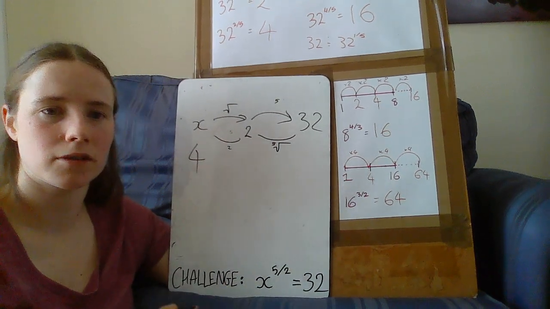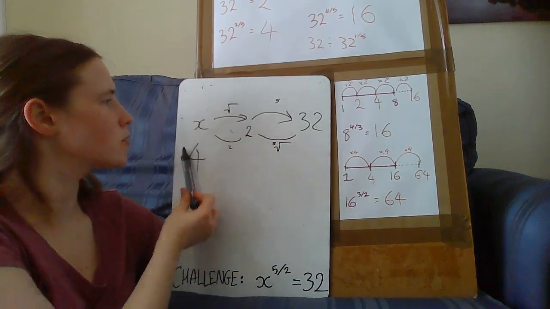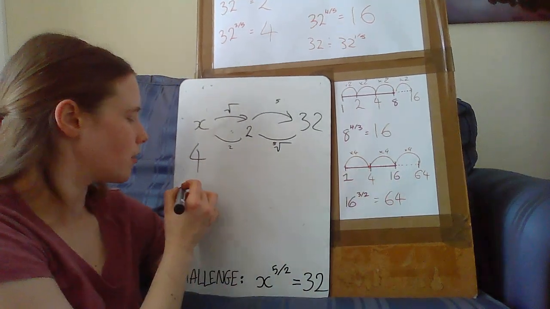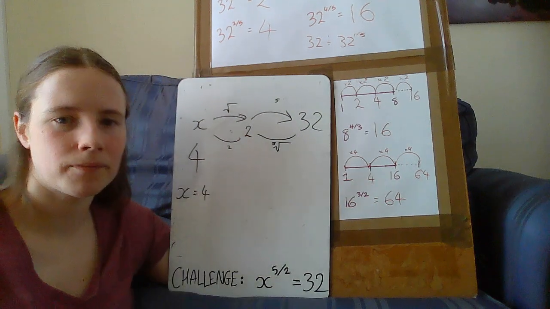Let's just check that that works going forwards. So if I do the square root of 4, I get 2, and then 2 to the power of 5 gets me 32. So x has to be 4.